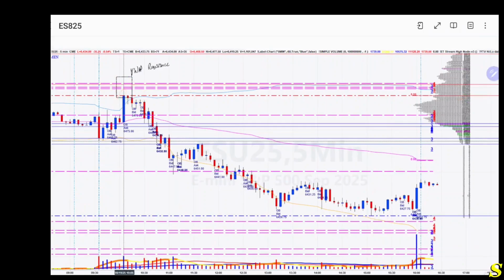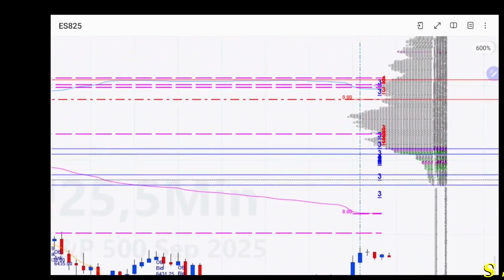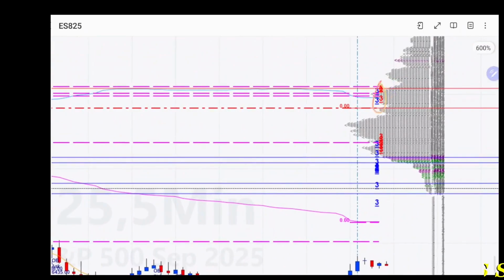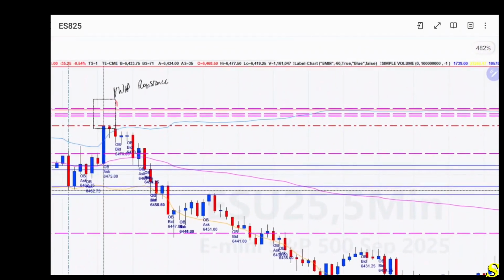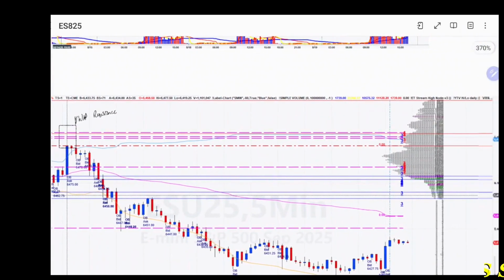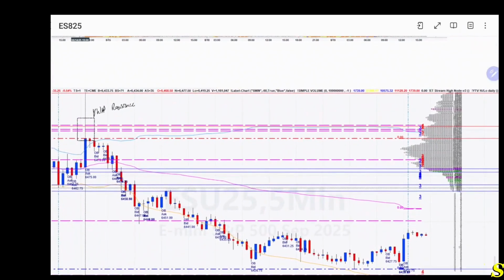Okay. And then not only that, but you see over here, we've got multiple resistance bounces, the red, and we've got multiple demand bounces, the blue. So there's a lot of resistance in this area. There's a lot of reason to defend this area, protect this area, or use it as liquidity.